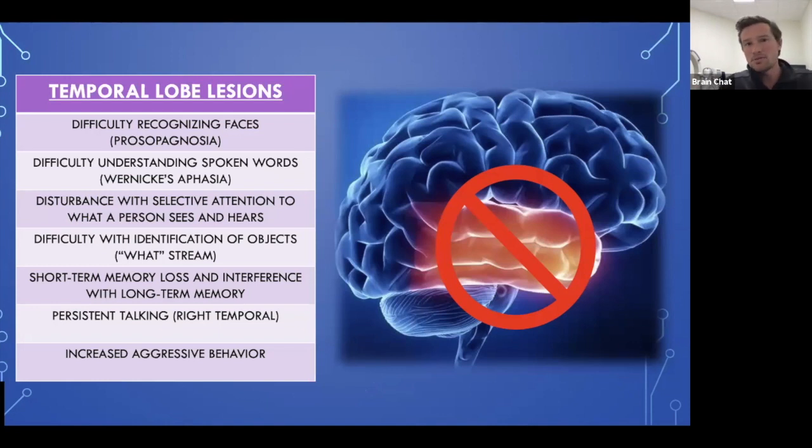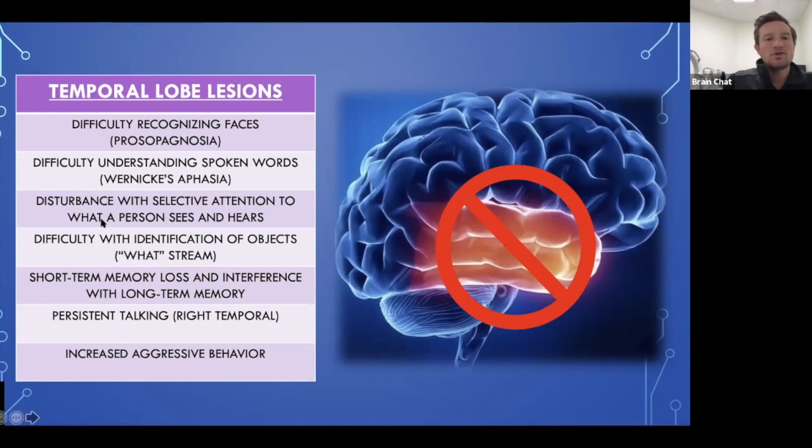But being able to recognize who the person's face is a responsibility of the temporal lobe and some other areas of the brain as well. But when the temporal lobes start to shut down, what you may see is that they have difficulty recognizing faces. That's called prosopagnosia. They can have difficulty understanding spoken words. Wernicke's is an area that's responsible for receptive speech, so understanding what people are saying, and the majority of the literature shows that that's on the left side of the brain as opposed to the right.